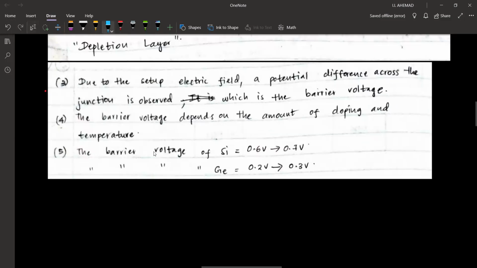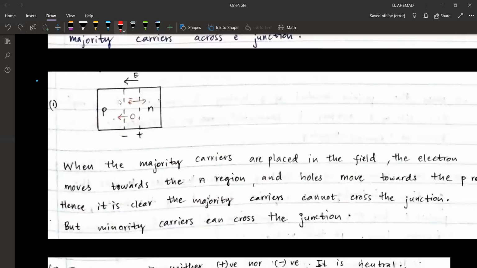So we discussed, right, that an electric field will be set up. When there's an electric field, there will be a potential difference. That potential difference, we call the barrier voltage, okay? This barrier voltage will depend on the amount of doping and the temperature. Because depending on the doping and the temperature, it decides how many electrons initially diffuse before this barrier is strong enough to stop them.